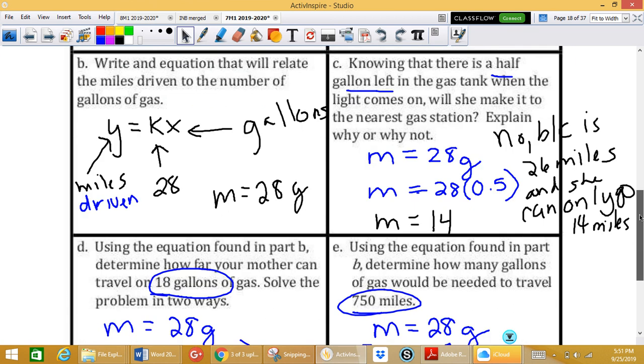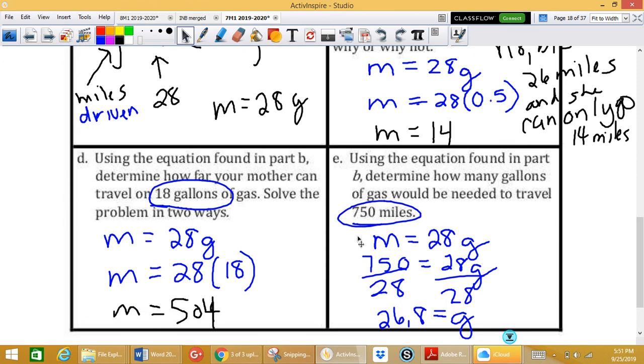Using the equation you found in part B, determine how far your mother can go on 18 gallons of gas. So 18 gallons of gas, again, that goes in for the X. So I just multiply together. I get M equals 504. You have to use the equation. That is a must.